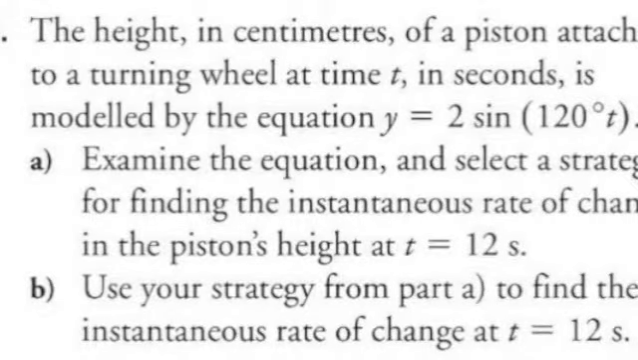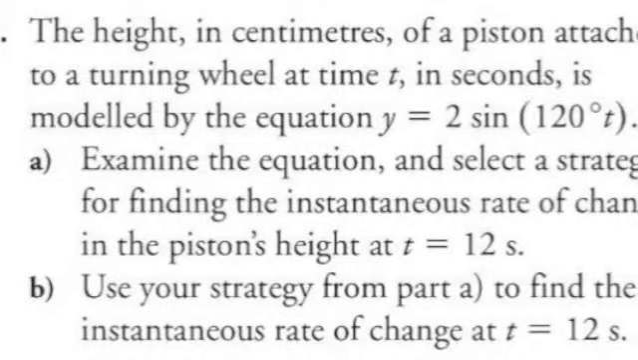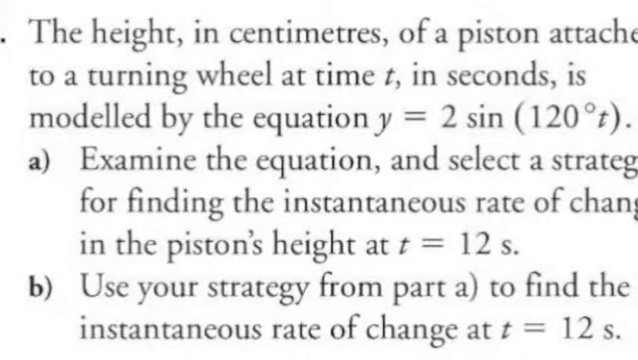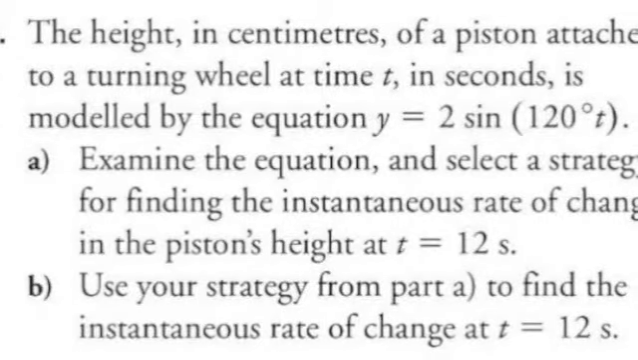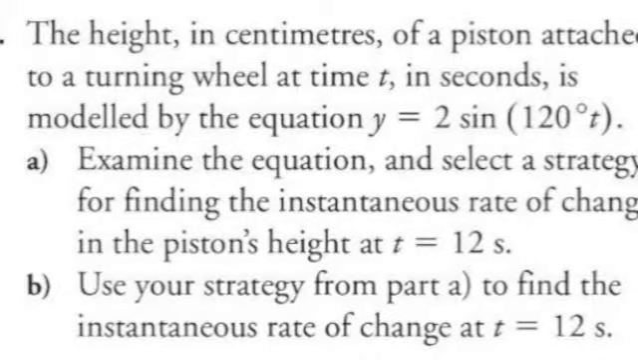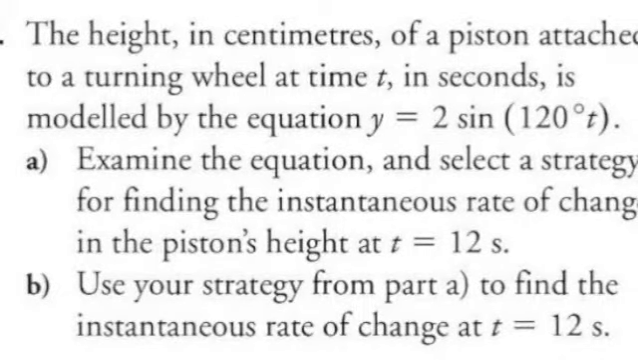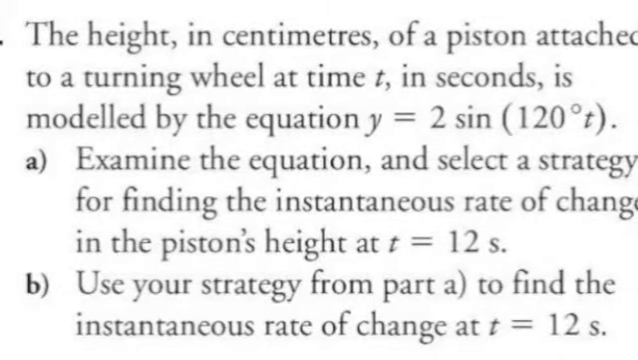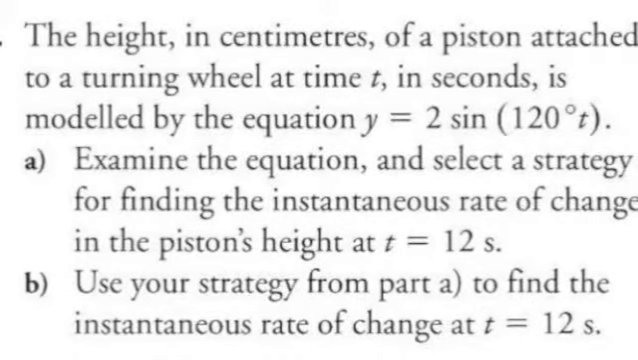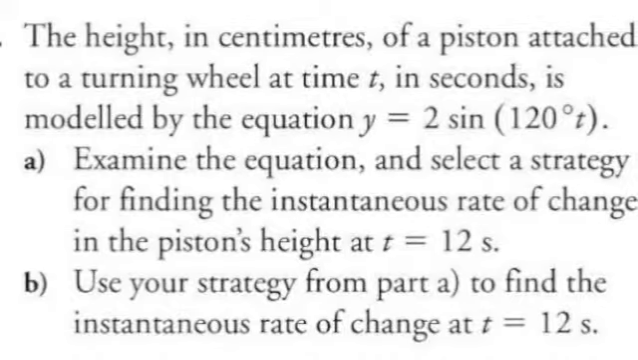The question relates directly to the unit, as instantaneous rate of change is a form of rate of change. The question reads, the height in centimeters of a piston attached to a turning wheel at time t in seconds is modeled by the equation y equals 2 sine 120 degrees t. Question A. Examine the equation and select a strategy for finding the instantaneous rate of change in the piston's height at t equals 12 seconds.